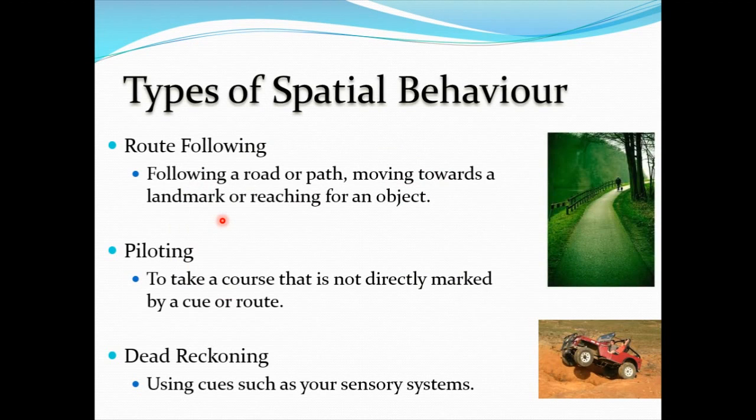Now, you get different types of spatial behavior. You get route following, which is following a road or path, moving towards a landmark or reaching for an object. You're going towards something. Okay. Piloting is to take a course that is not directly marked by cue or route. You just know you've got to go more or less in that direction and off you go. Dead reckoning, you'll see there's quite a lot about this in Kolb and Whishaw. It's really using cues, such as what you see and so on, to help you go exactly to where you need to go.